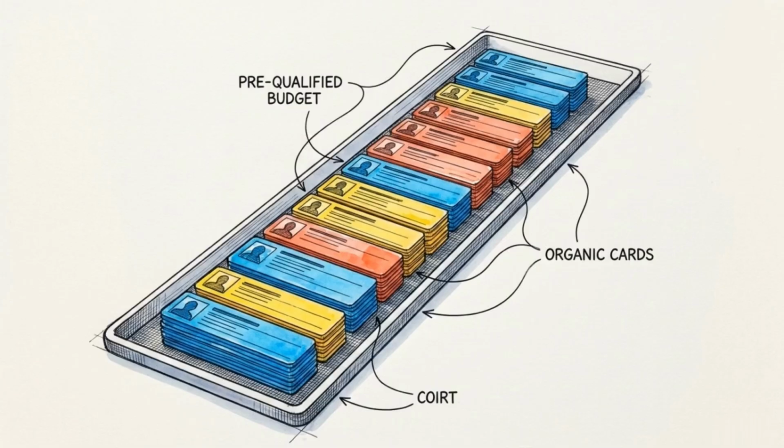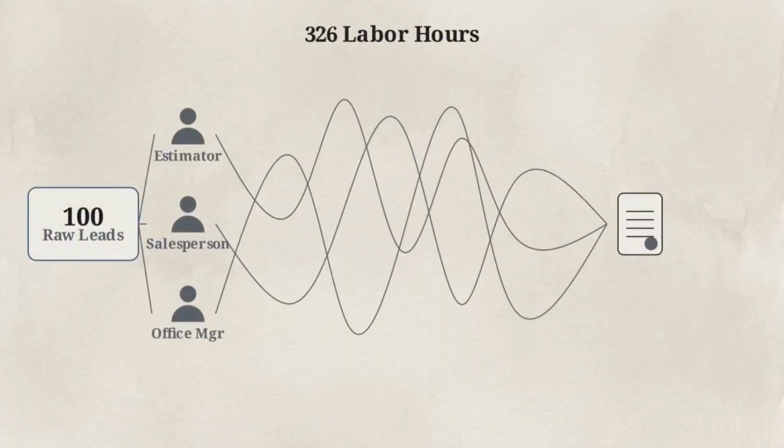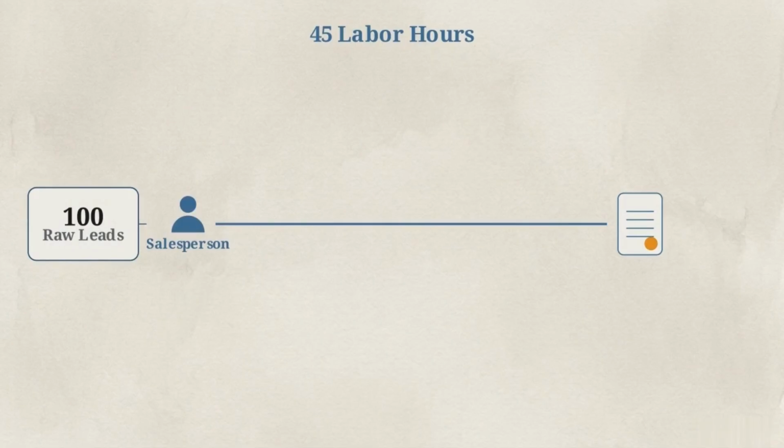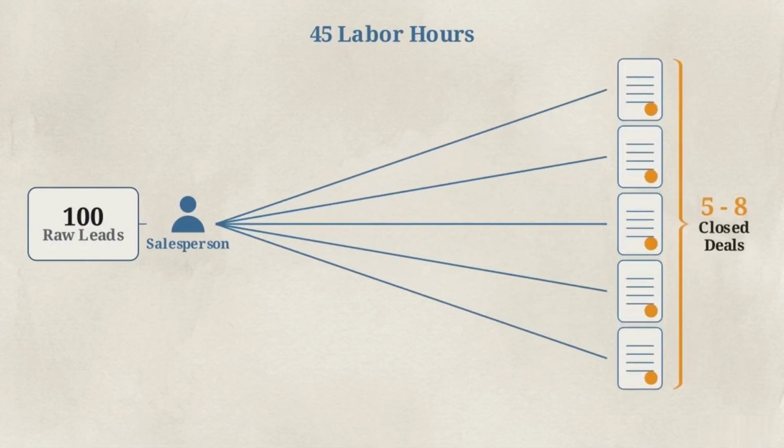Let's follow those 15 to 20 budget-aligned leads as they move into this new, streamlined sales pipeline. This timeline shows closing pre-qualified leads takes only 45 hours. It relies on one salesperson, removing the estimator and office manager entirely. Processing the same 100 raw leads now generates 5 to 8 closed deals instead of one.